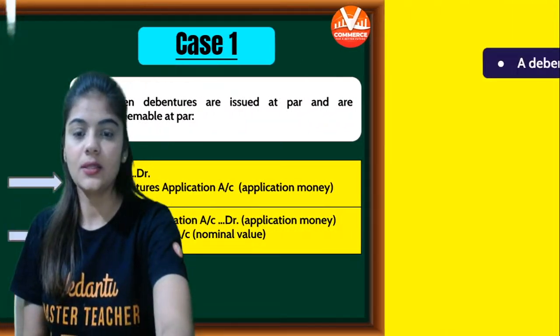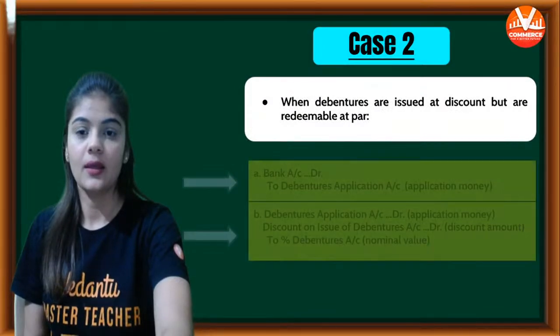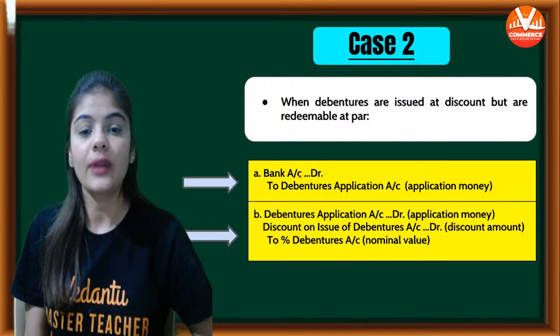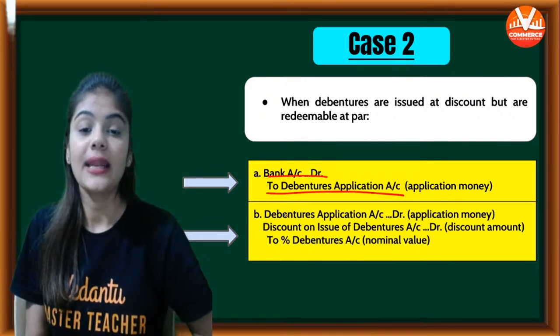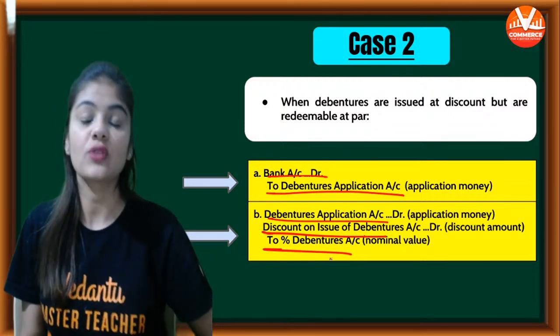Sorry. There we go with the answer. Bank account debit to debenture application debit, discount debit, 2% debentures.